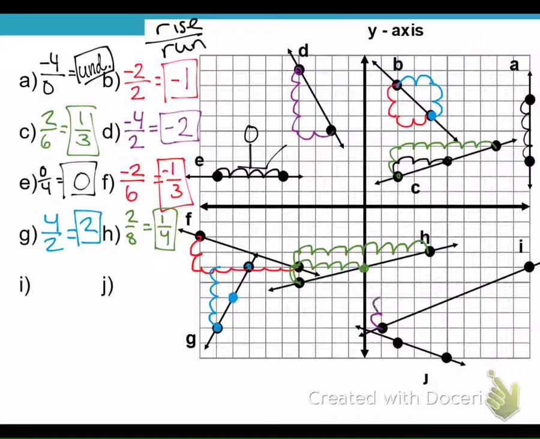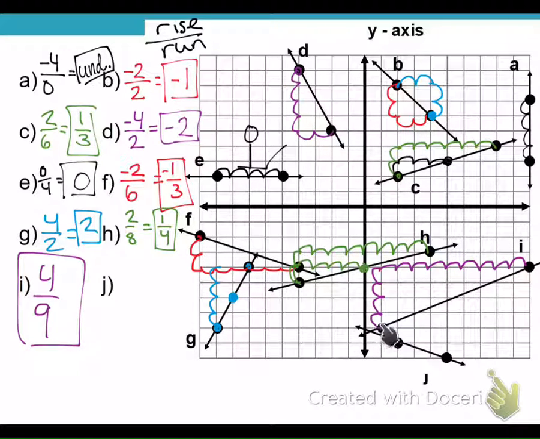Okay, 1, 2, 3, 4 is my rise. And 9 is your run. 1, 2, 3, 4, 5, 6, 7, 8, 9 is my run. Does that reduce? No. I like to check the ones that don't reduce too, because it shouldn't really cross exactly, and it shouldn't have a nice, neat, ordered pair in between the 2 points if it doesn't reduce. So check those out too.